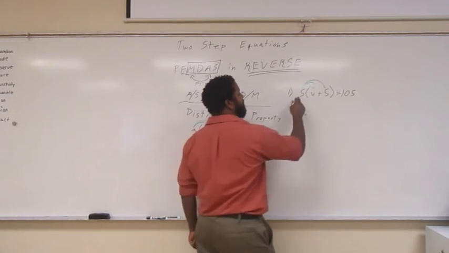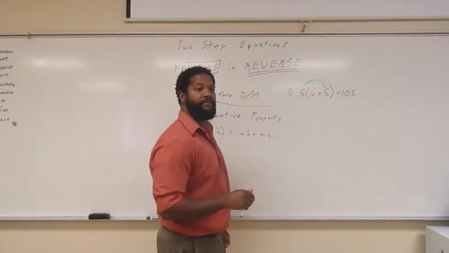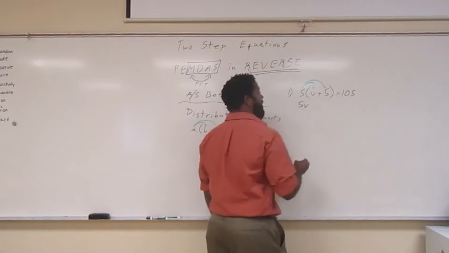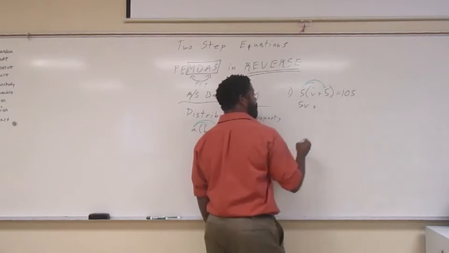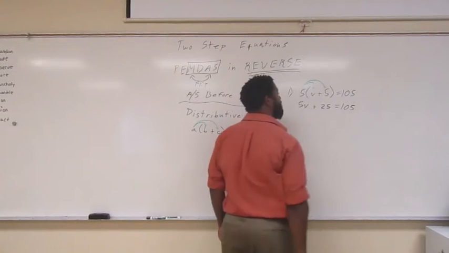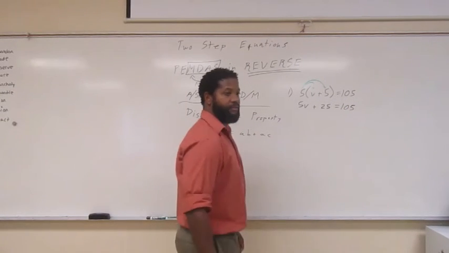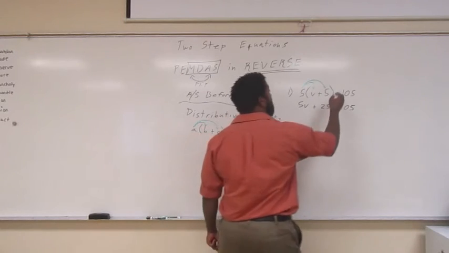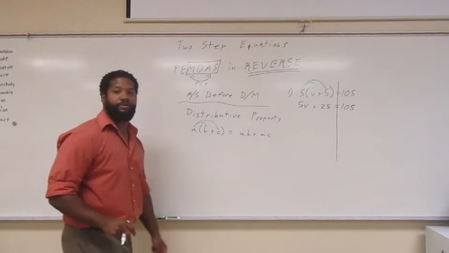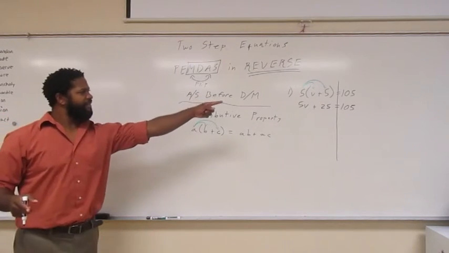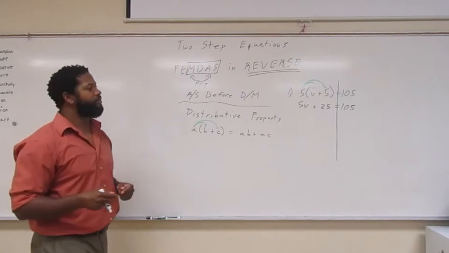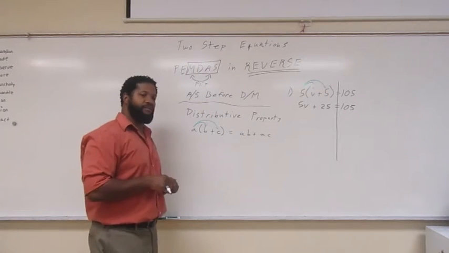So we have, what's 5 times V? 5V. There you go. 5 times V is 5V plus 25, because 5 times 5 equals 25, equal to 105. Now we put our line down, right? Separate your two sides. And then we minus both sides by 25.